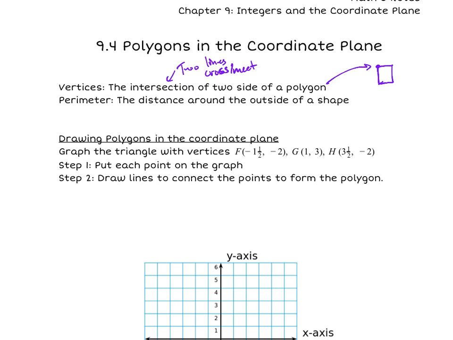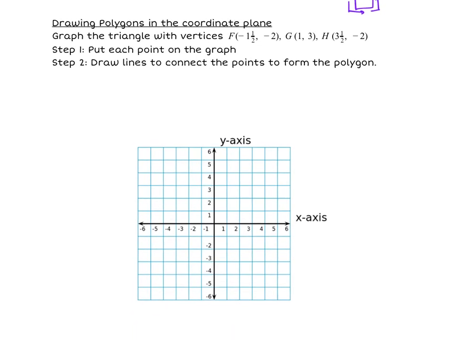Perimeter is the distance all the way around. So how far around do you need to go to get that? That's the perimeter. So we're going to be doing some drawing in the coordinate plane.